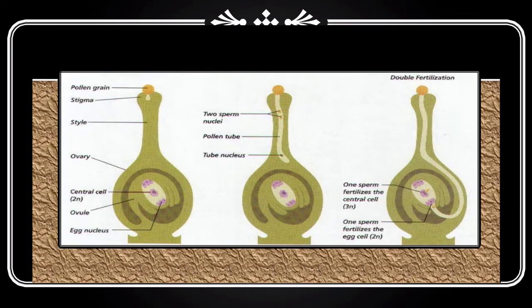After pollination, the pollen grain reaches the stigma. After it reaches the stigma, the pollen tube starts forming. The pollen tube contains two male gametes along with the tube nucleus. The pollen tube takes the two male gametes to the ovule.